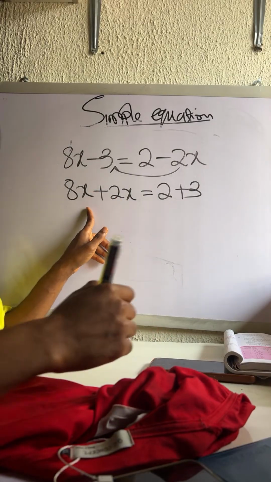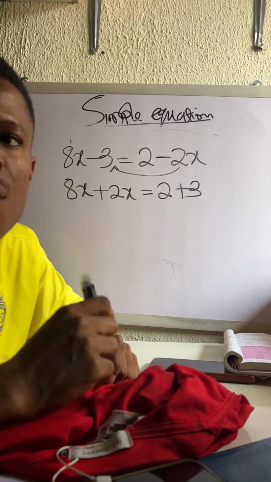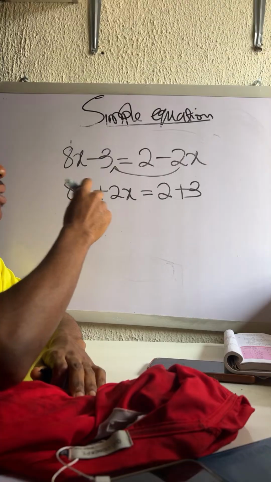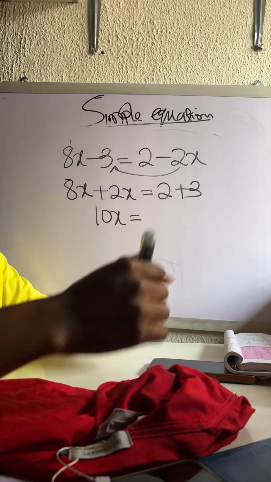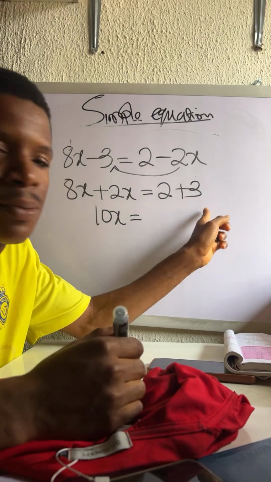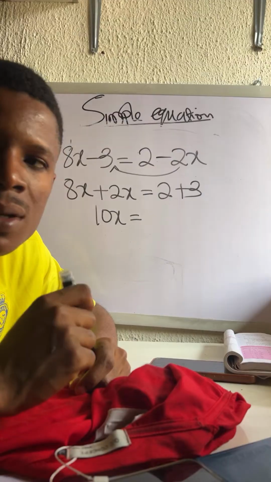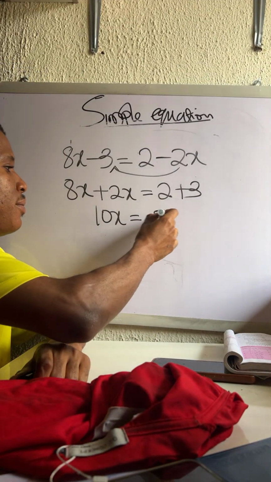So what do we get here? We have 8x plus 2x. What's 8x plus 2x? Thank you for saying half. 8x plus 2x is 10x, and that's equal to, what is 2x plus 3? What is 2x plus 3? 2x plus 3 is 5.